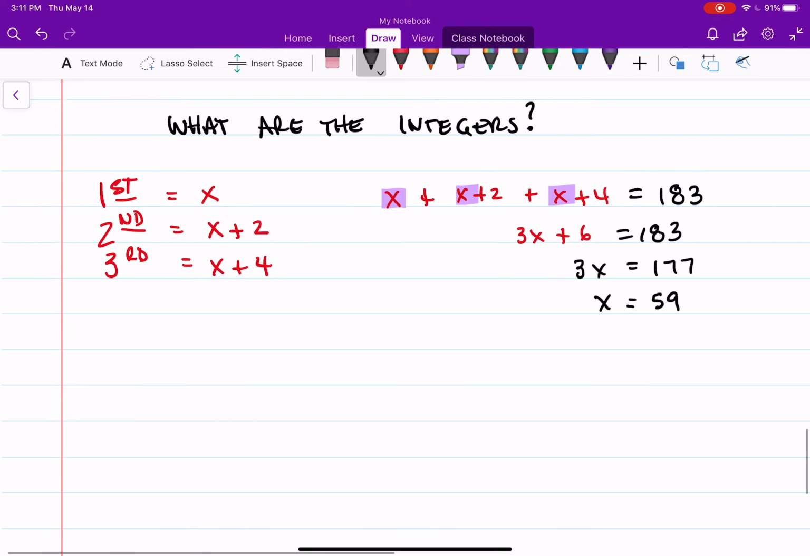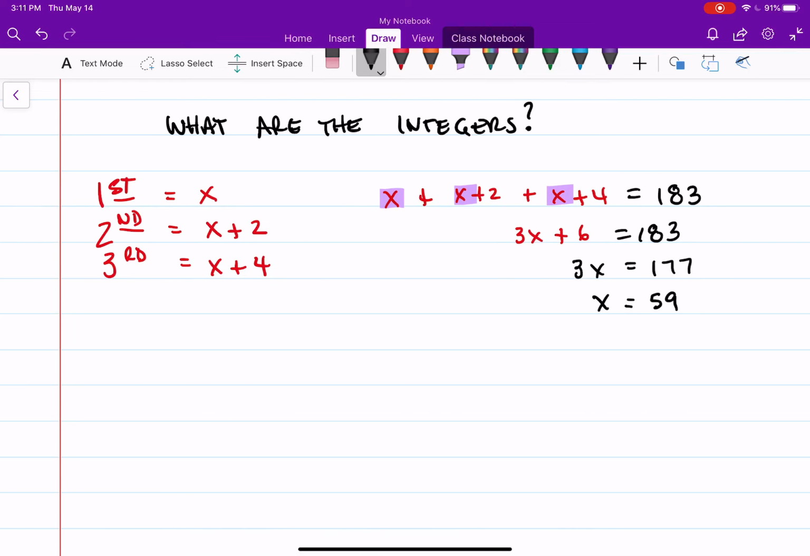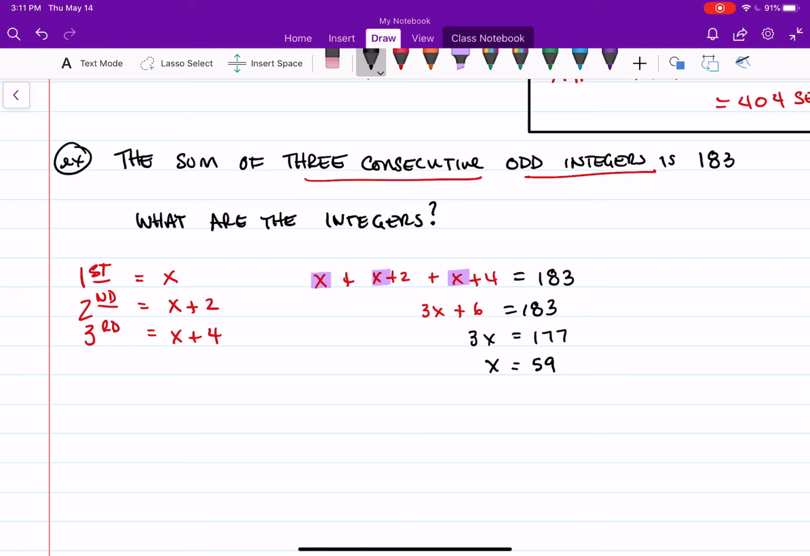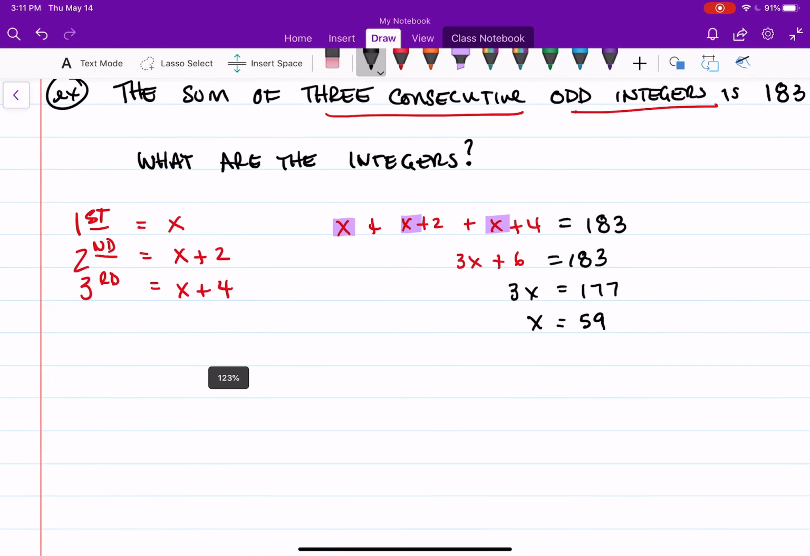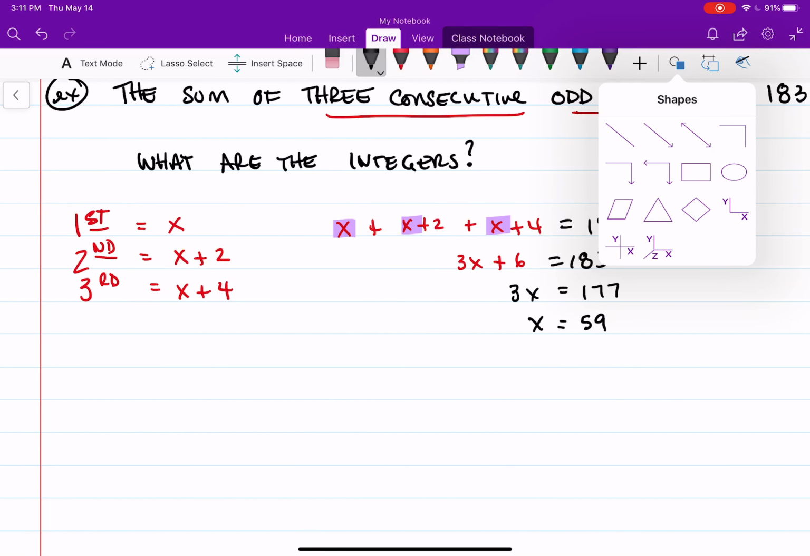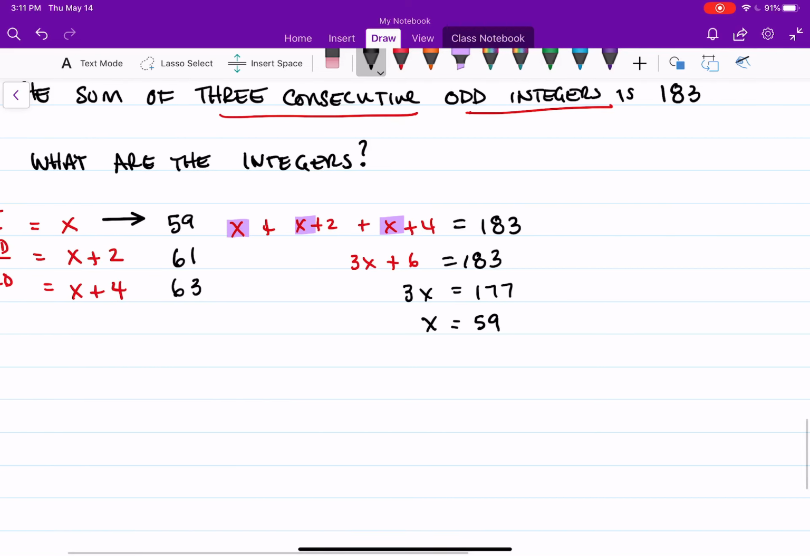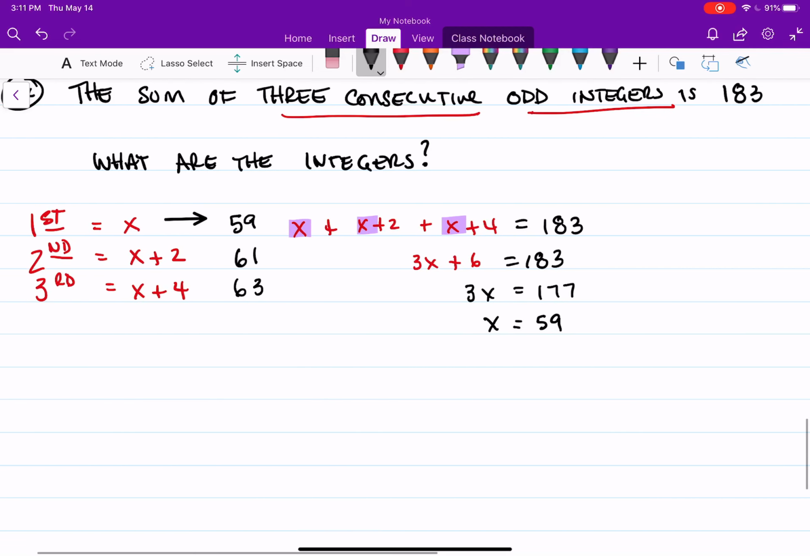Okay, so I'm not done. Our tendency is to say, oh, x is equal to 59, so we're done. But you need to look at what they're asking for. They're asking for all 3 integers. So I got x is equal to 59. That means my first integer is 59. That means my next one is 61, and the following would be 63. And if you don't believe it, add those three numbers and see if it gives you 183 or not.